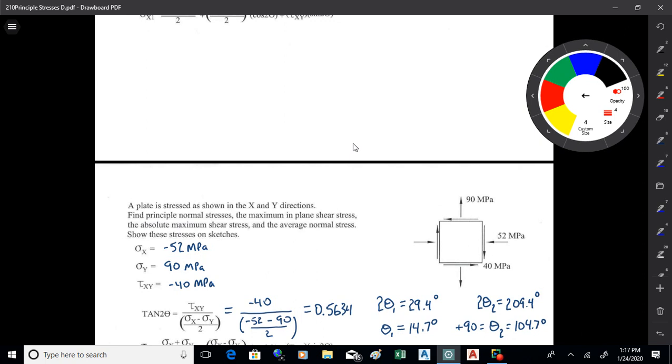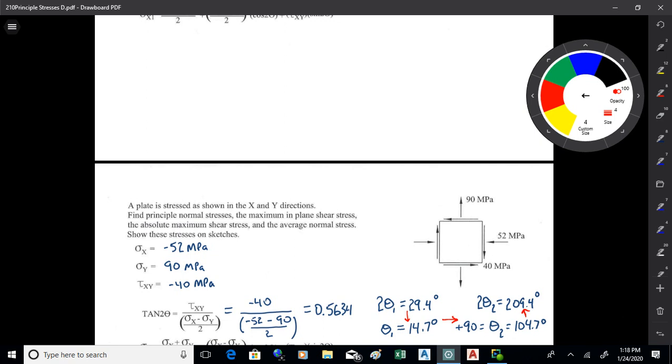Now, once I have that, I know there's two angles. So I calculate the 2 theta angle, because that's the angle that I'm going to plug into the formula. I take half of it and get where the first angle is. I know the other angle is 90 degrees off of that, so I add or subtract 90 to get the second angle, and then I double it because I know I'm going to plug that into the formula again to get the second stress. So that's kind of how I work that.